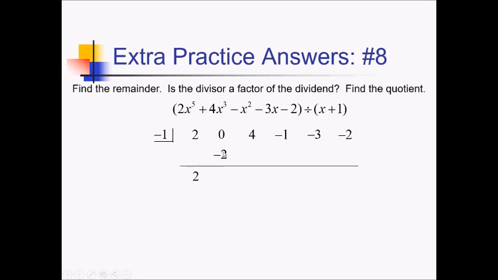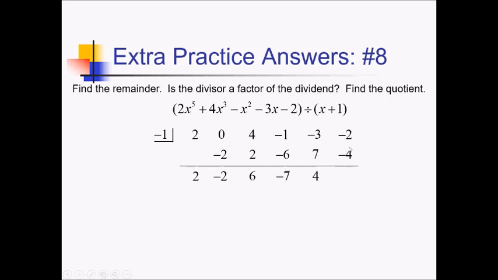Add the top 2 rows to get the bottom row. 0 plus negative 2 is negative 2. Times negative 1 gives us positive 2. 4 plus 2 is 6. Negative 1 times 6 is negative 6. Negative 1 and negative 6 adds up to negative 7. Negative 1 times negative 7 is 7. Negative 3 plus 7 is 4. And negative 1 times 4 gives us negative 4.